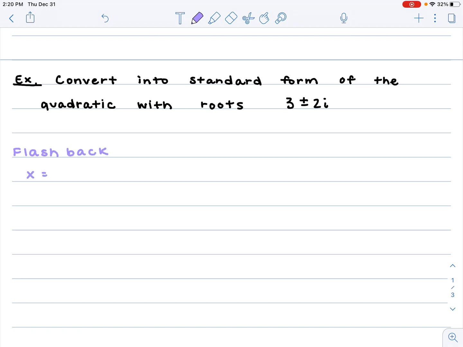We did problems kind of like this. If I gave you x equals 3 as a root, what did that look like as a parenthesis if we were to unsolve for x? If I unsolve for x, I'm going to subtract 3 from both sides. So I get x minus 3 equals 0. So that's what that parenthesis looked like. What would x equals negative 2 look like as a parenthesis? Add it over. I get x plus 2.